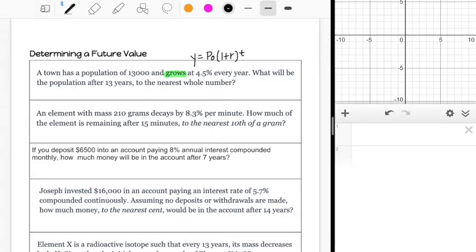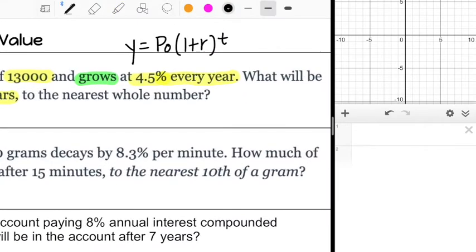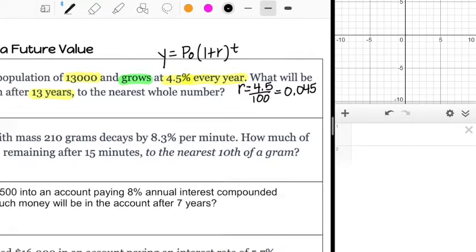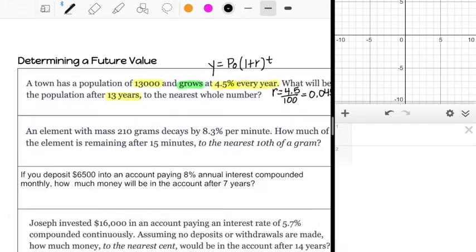So we have our initial value. Our initial value in this problem is the 13,000. We have our rate. Our rate is 4.5% every year. So that's key, every year. And then they want us to calculate 13 years. So the first thing I'm going to do is take 4.5 and change that rate by dividing it by 100. And that's going to turn into 0.045.